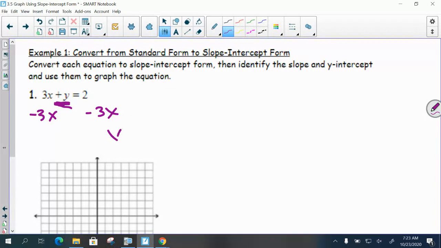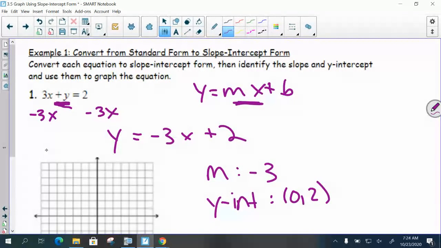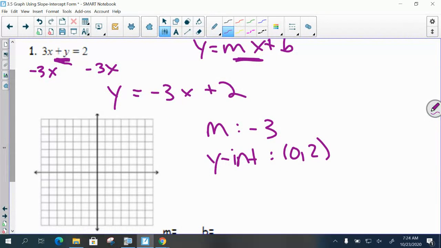Okay, so then we would have y equals, and if we write it in slope-intercept form, you want to write the x term first. So we're going to put negative 3x first, and then plus 2. Okay, identify the slope and the y-intercept. So the m is negative 3 in this case, and then the y-intercept, since it's 2, would be (0, 2). Okay, then here's how we graph the equation.